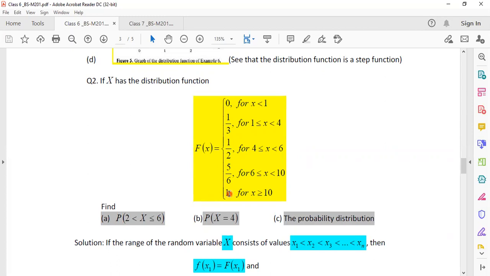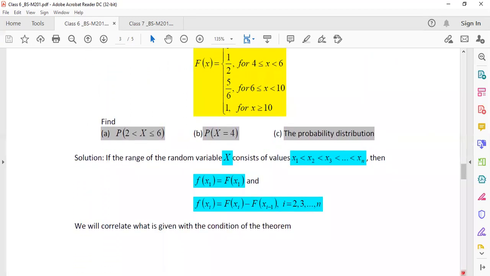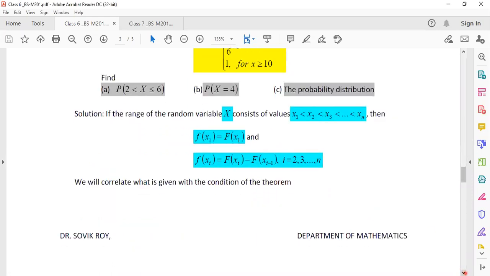So this question number 2 is exactly opposite of what we have calculated in question number 1. Now they have asked you to calculate the probability. So here you are going to find the probabilities and the probability distribution, just the opposite case of the previous one. So definitely you have understood that in this particular case, you are going to apply theorem 2 of today's class. Theorem 2 is f of x1 is equal to capital F of x1. I have rewritten the theorem over here. By using this theorem, you can calculate the probabilities accordingly.